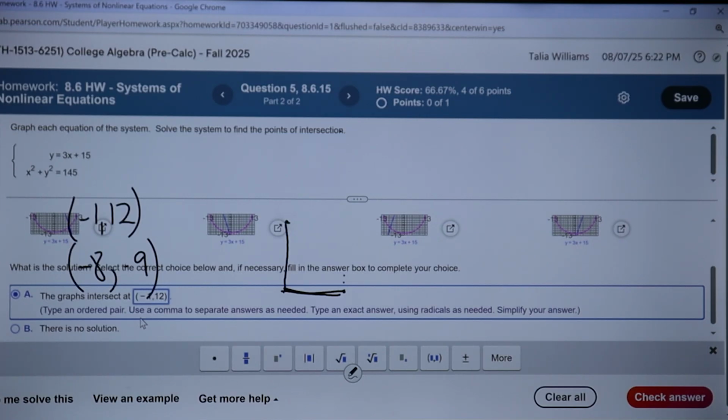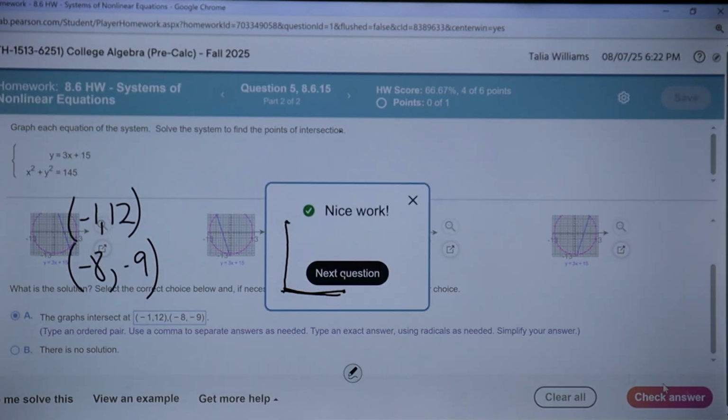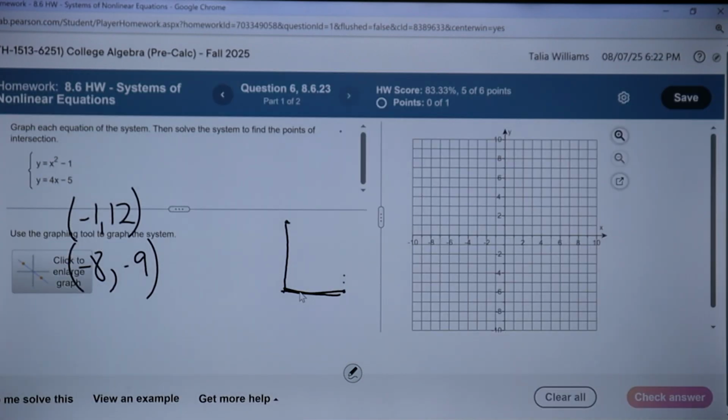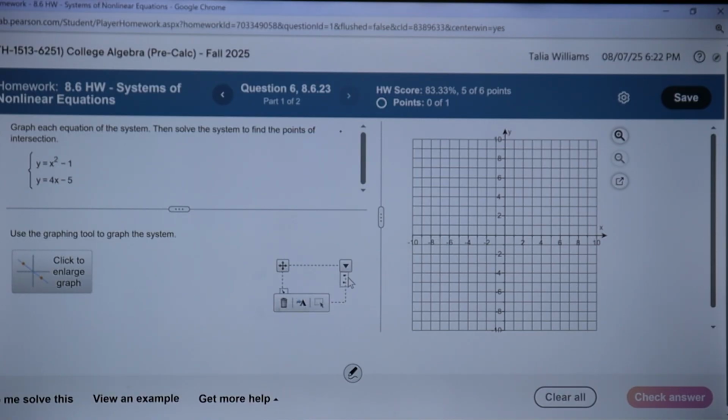Negative 12, parentheses and commas. Negative 8, did I put negative 9? Yeah, you can't really see it on that because it's in those words. Okay, let's see. Can I count? Heck yeah. Let's see what this last one is. We've got to graph it all. Is this the last one? No, 5 of 6. No, it's the last one.